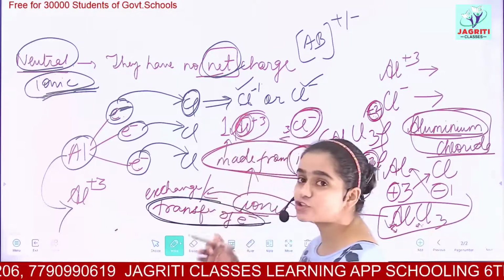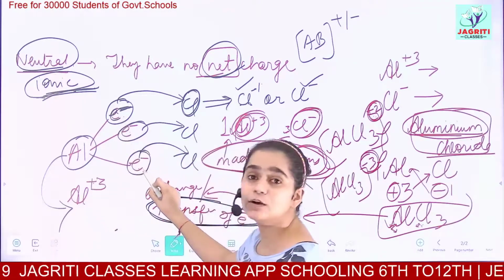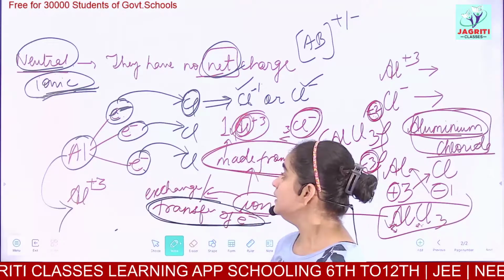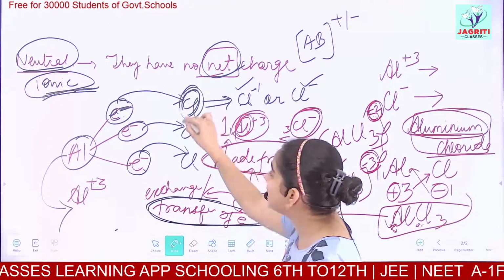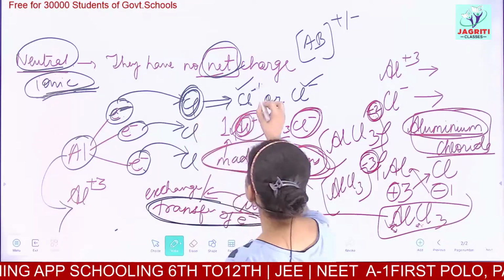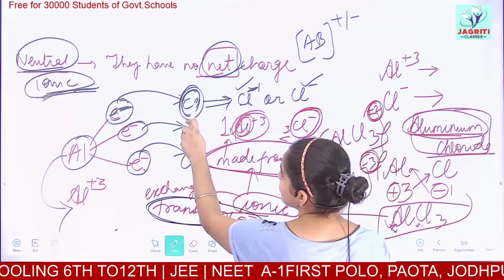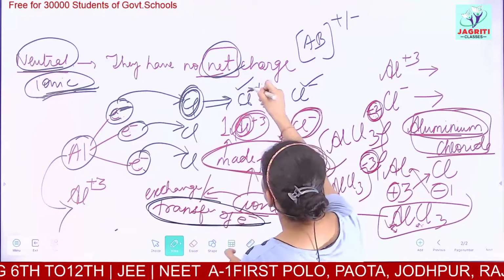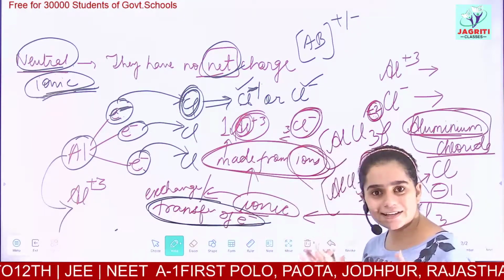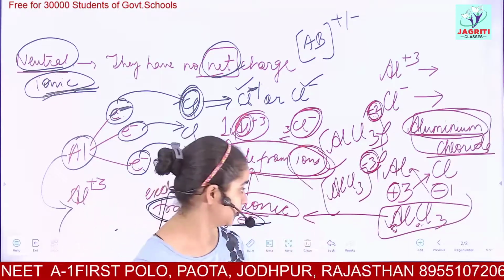Because however many electrons it loses, it would get a plus charge and the number will be equal to the number of electrons lost. If this Cl atom has gained an electron, it has got a negative charge. And how many electrons has it taken? This Cl has taken 1 electron. So we write minus 1. Understood? I hope all these concepts are crystal clear now.